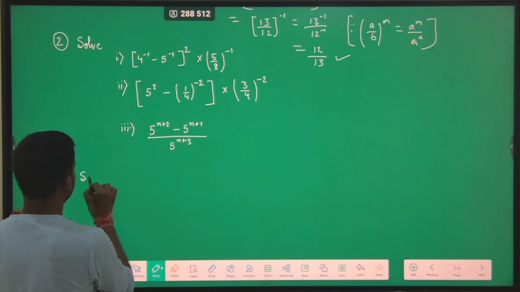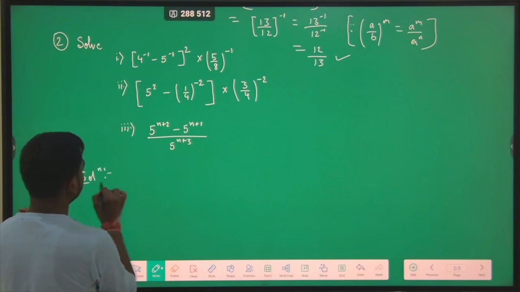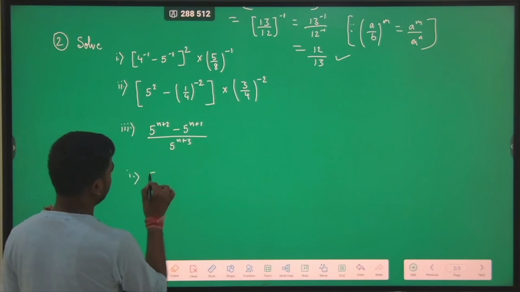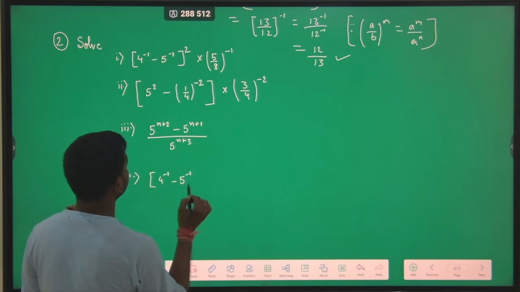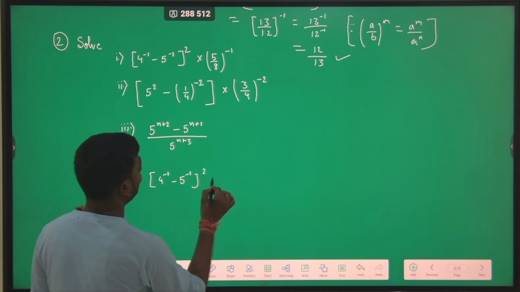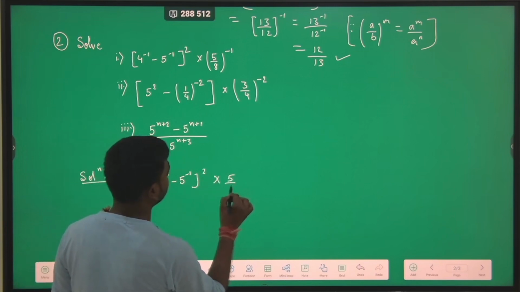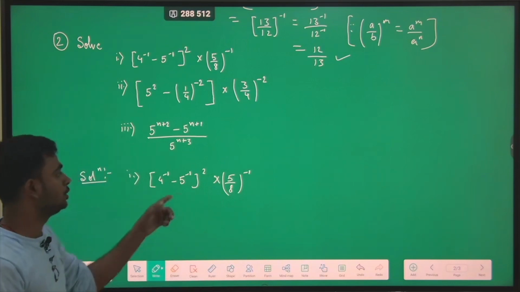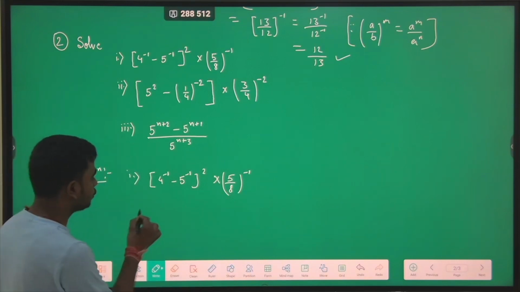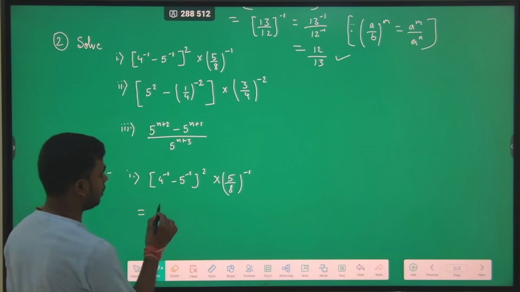For the solution of the first question, our question is (4 inverse minus 5 inverse) to the power 2 multiplied with (5 by 8) to the power minus 1. Okay, so this is our question. We have to solve it. So how can we solve it?